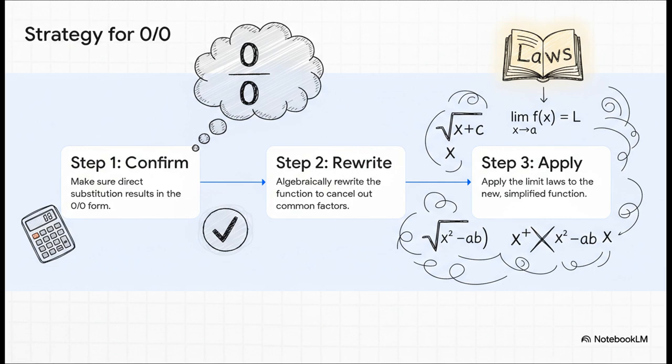First, always confirm that you actually get 0 over 0 when you plug in the value. Step 2 is the most important. You've got to use your algebra skills, factoring, using conjugates, whatever it takes to rewrite the function. And finally, you can use direct substitution on that new simplified version.